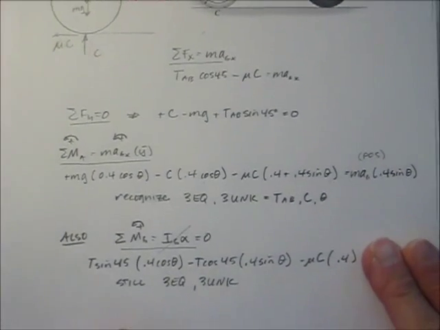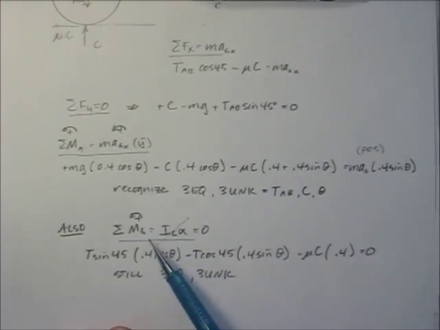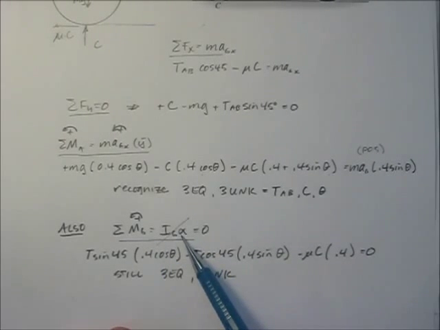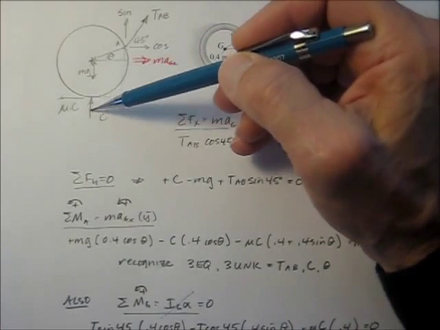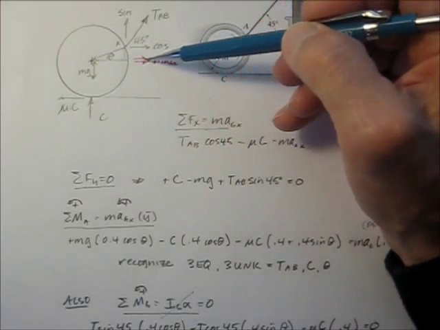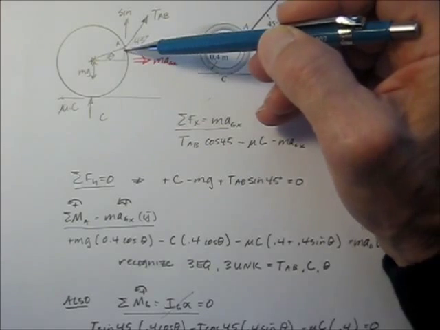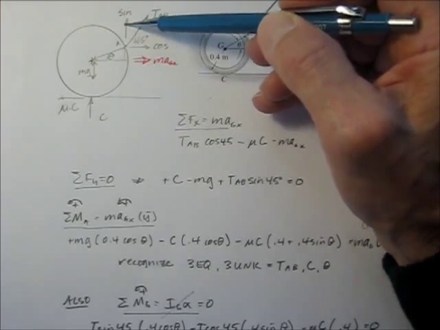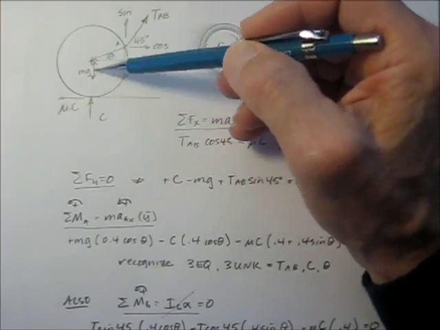We can also sum moments about another point, and I tried this, just to make sure I can do it: sum of the moments about G is equal to I_G alpha. So let's look at that. Sum of the moments about G: C goes through G, and the mass times acceleration vector goes through G. However, now we have to take into account this cosine component times this lever arm, the sine component times this lever arm, and the mu c component times this lever arm.